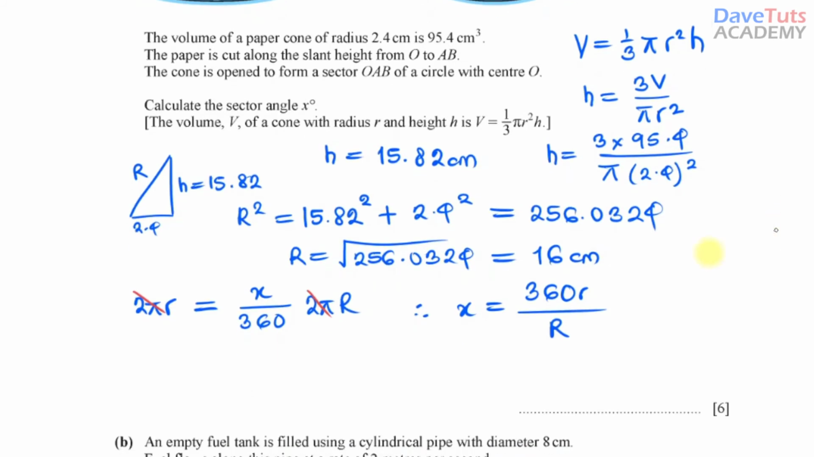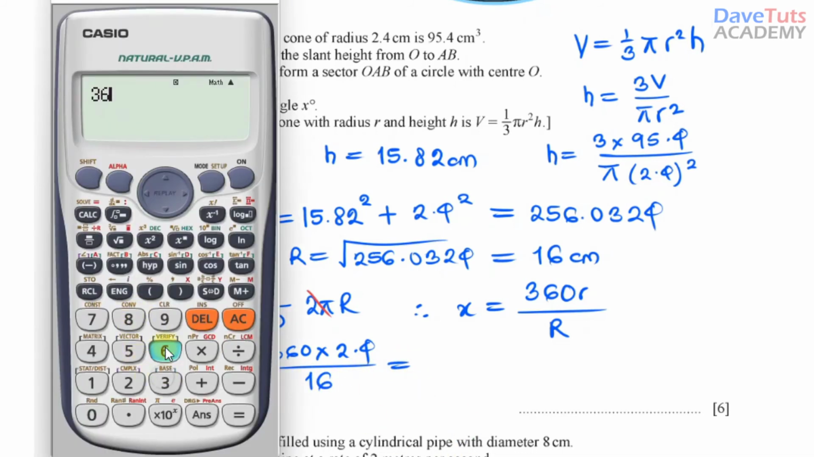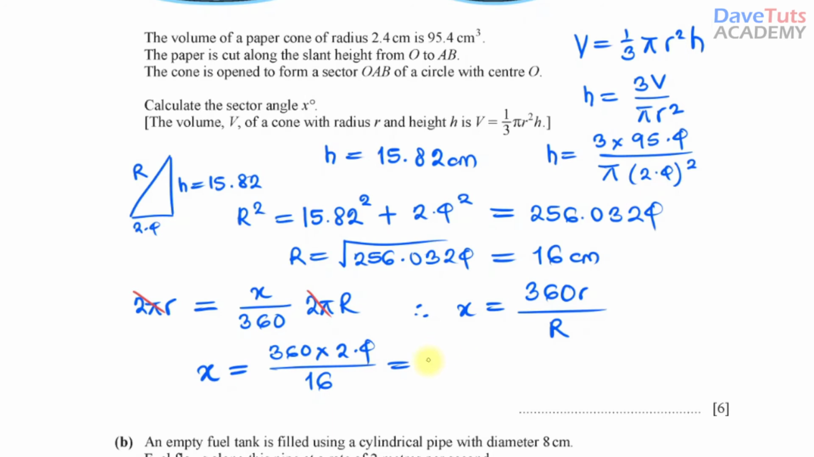Okay, so since we have defined all these parameters, that means inherently x is nothing but 360 multiplied by 2.4 divided by 16. So this is what we need to put into our calculator: 360 times 2.4 divided by 16. Okay, so this is 54 degrees. It is the sector angle, so it is in degrees. So our final answer that we're asked to get is 54.